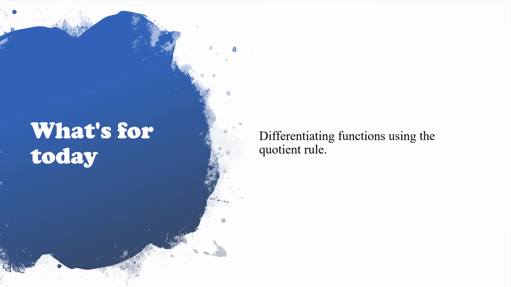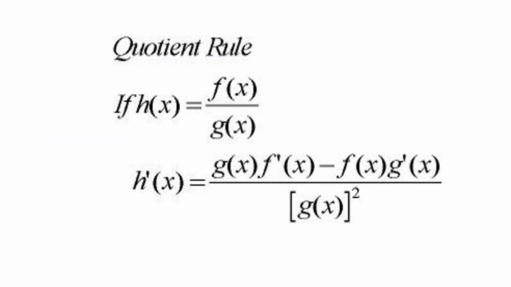Our objective for today is basically to look at how to differentiate functions using the quotient rule, and more importantly, we have to be able to identify when a function calls for the quotient rule when differentiating. Good. So firstly, let's look at the rule. And the quotient rule goes like this.